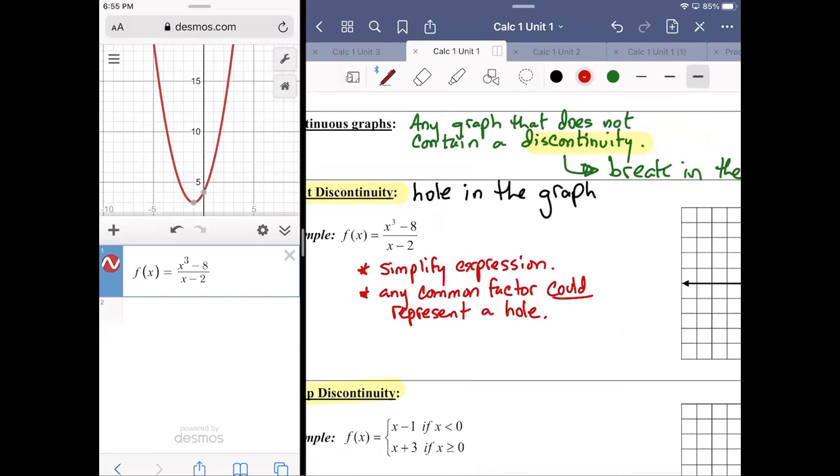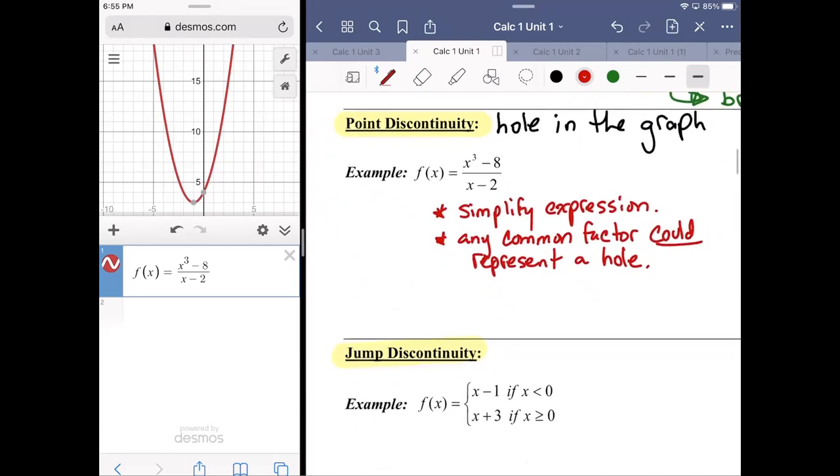So it has to be an instance where the function would be undefined. But then when you factor out that common factor, it's no longer undefined. The location of that common factor on the graph would be the location of the point discontinuity. We also call these removable discontinuities because you can create a graph that looks the same without having that discontinuity. All right. So what I would do here, you could do it a couple of ways, but I would factor.